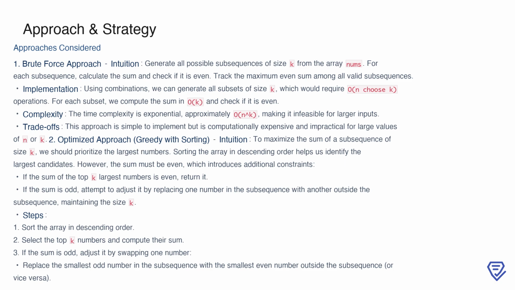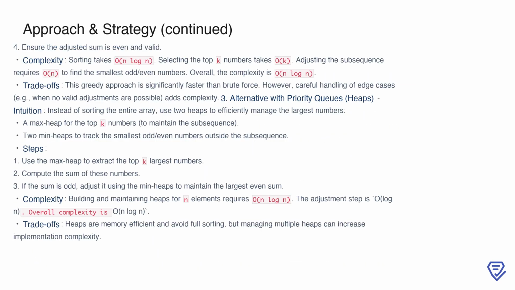By sorting the array in descending order, we can easily identify the top k largest numbers. However, since the sum must also be even, we introduce an adjustment step. If the sum of these numbers is odd, we modify the subsequence by swapping one number for another outside the subsequence, ensuring the sum remains even while maintaining the size of the subsequence. This adjustment step is critical to the optimized approach. After computing the sum of the top k numbers, if the sum is odd, we look for the smallest odd number in the subsequence and attempt to replace it with the smallest even number outside the subsequence.